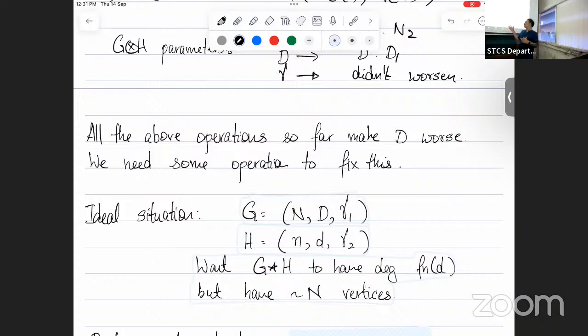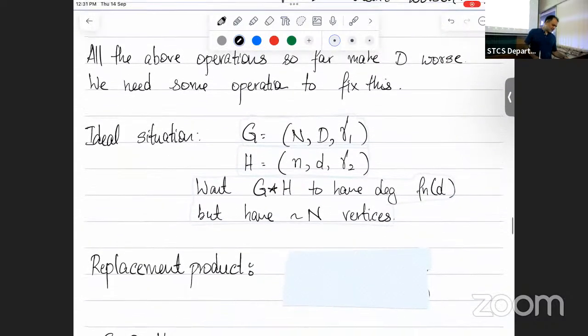Then we can hope that, in the process of doing this, maybe the gamma didn't become much worse. And we'll analyze that independently. But I just want to get this sense in mind that you want to combine the graphs G and H such that this new graph has basically as many vertices as G does, because I don't want to lose that. But I want the degree to be some function of H. I don't want the degree to be a function of G. Okay, is this okay so far?